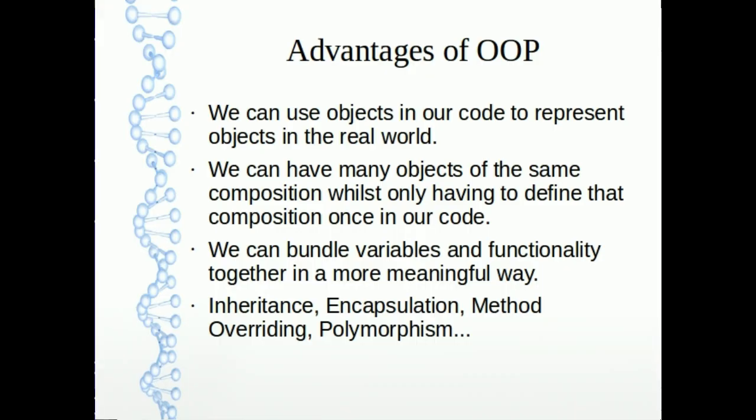So what are the advantages of object-oriented programming? Well, we can use objects in our code to represent objects in the real world. We can have many objects of the same composition whilst only having to define that composition once in our code using a class declaration. And we can bundle variables and functionality together in a more meaningful way.